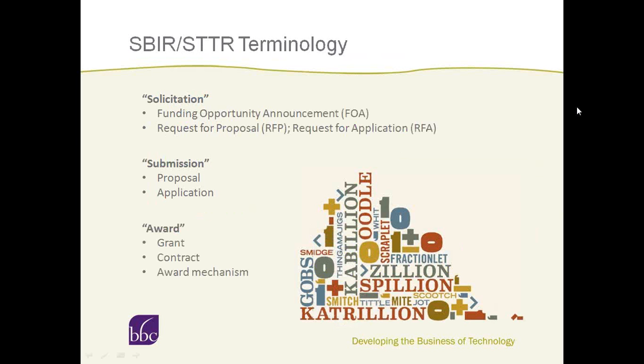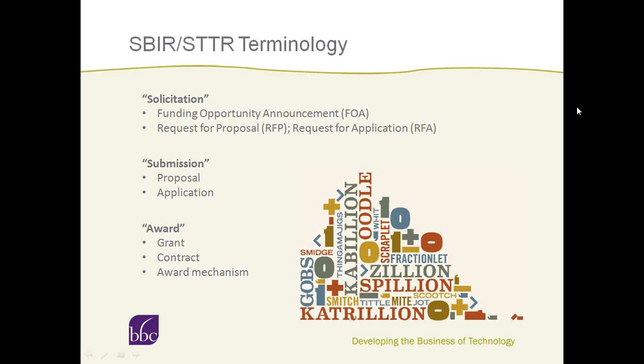Okay, so just some terminology. When I talk about solicitation, the federal agencies typically call these funding opportunity announcements, so FOA is a term you may see, but these are what we understand to be requests for proposals or requests for applications. So the solicitation is the document that comes out from the agency explaining what they expect to see and how you go about preparing and submitting a proposal.